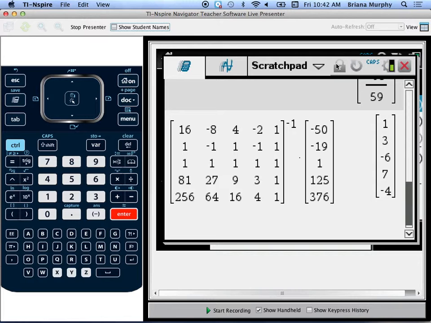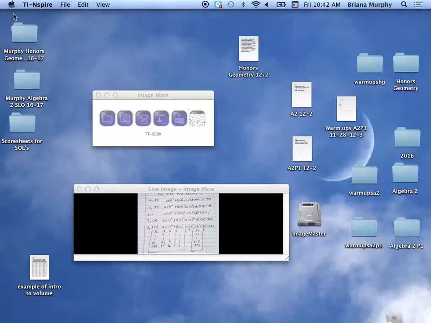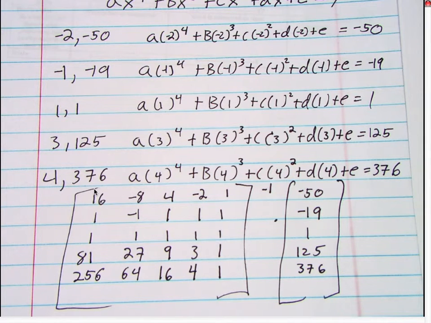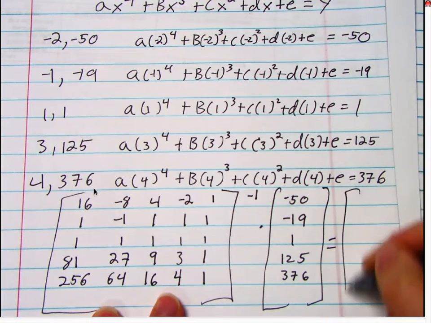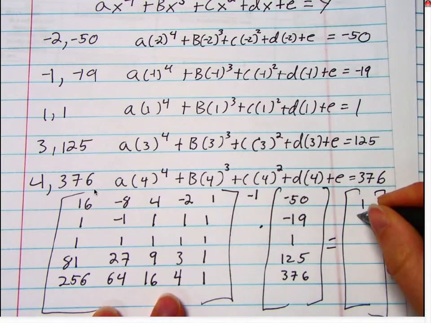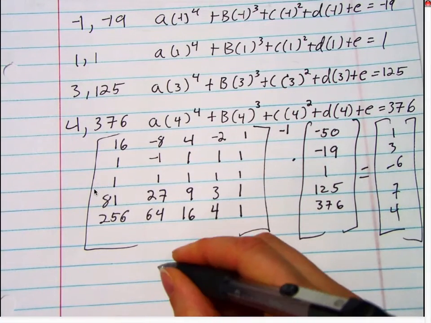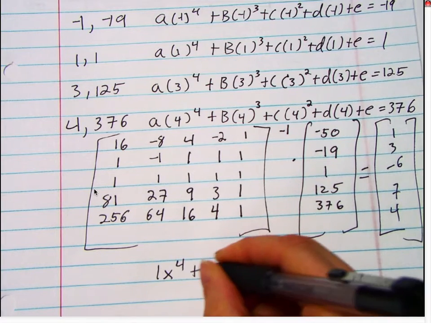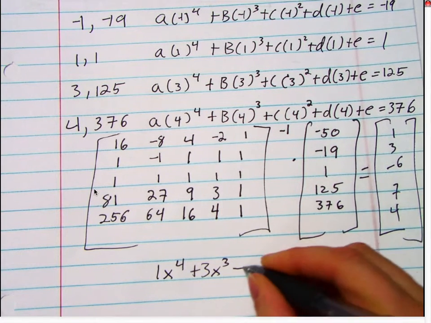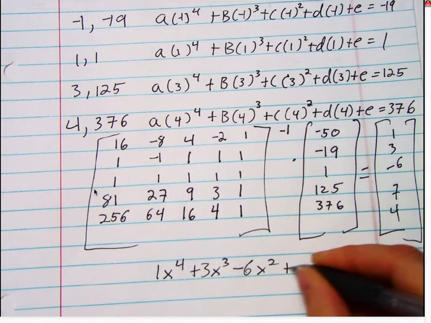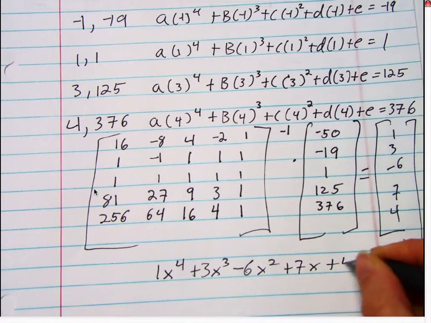Okay? I'm going to real quick move away from this to put up my paper so we can put our final thing down, which is to put in what my answer means. So I know that this equals 1, 3, negative 6, 7, 4, which means 1x to the 4th plus 3x cubed minus 6x squared plus 7x plus 4 equals y.